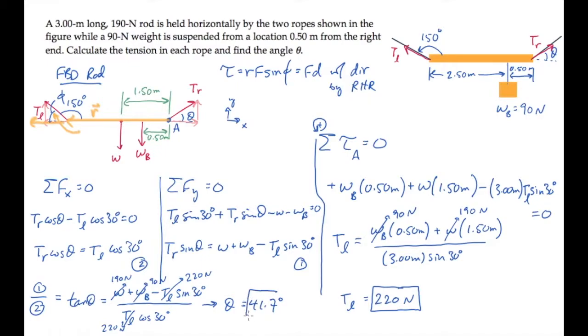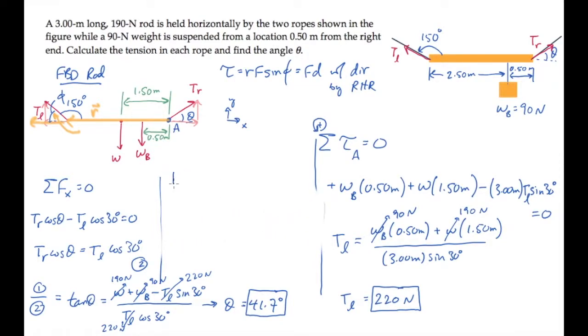Knowing this angle, we can now solve for TR, the tension in the right cable. Let me erase this to get some room, and solve equation 2 for the tension in the right cable. Here's its expression. Substituting the known value for TL, the tension in the left cable, shows us that TR equals 255 newtons.